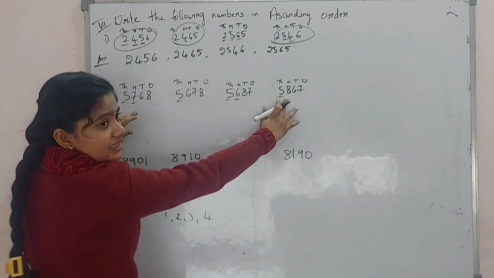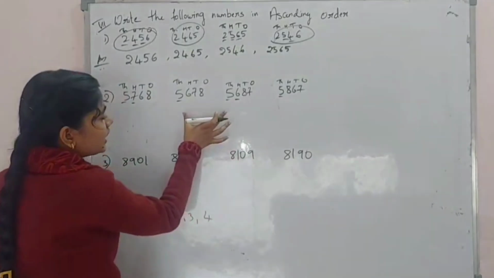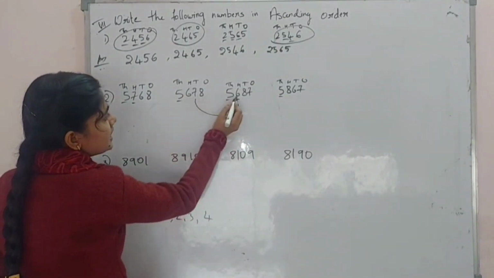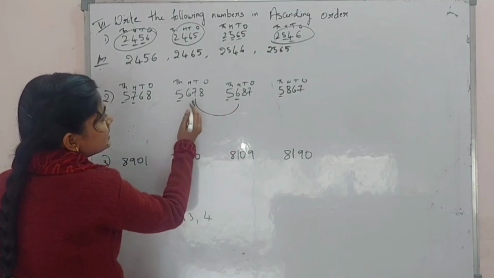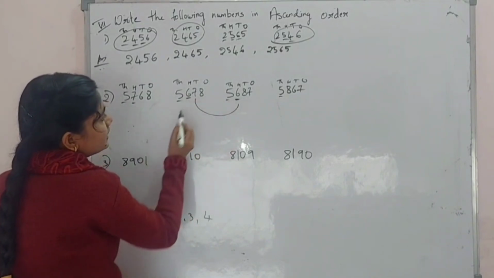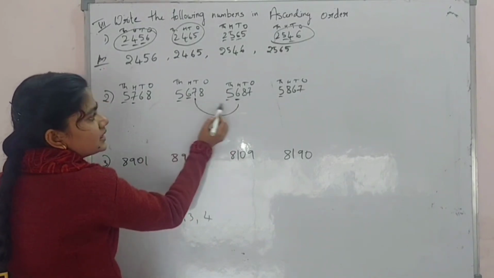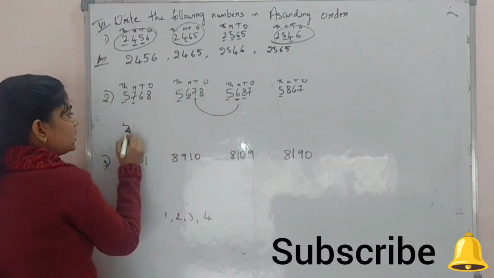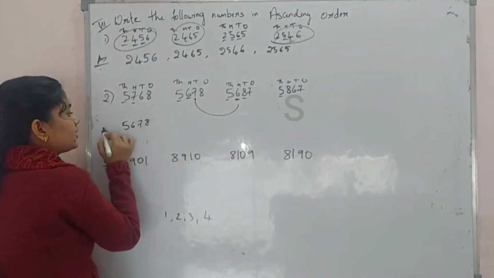So these two we leave aside for now. Now we are concluding between these two. Here 6 equals 6, which is also equal, right? Next, 7 and 8 we have. Which is the smallest between 7 and 8? This one is the smallest. 5, 6, 7, 8.